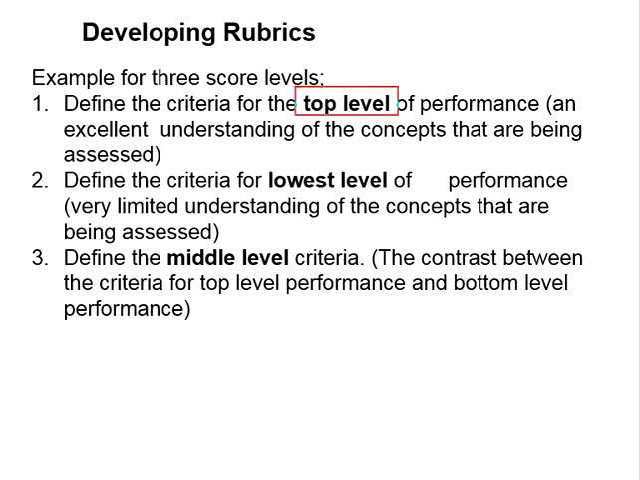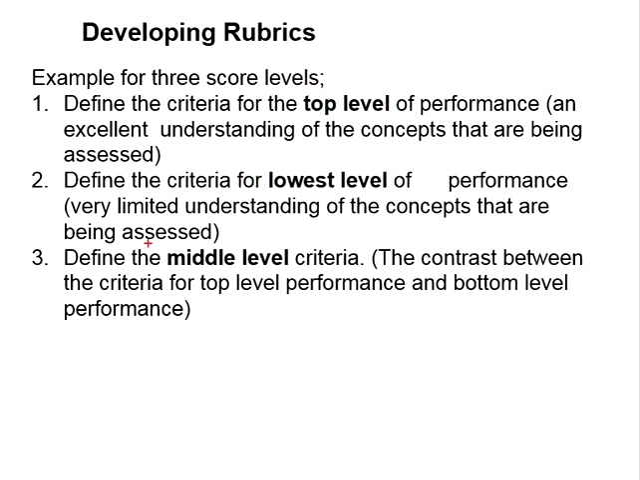Once you have established the top level, normally we will construct the lowest level. Then you will have to describe the characteristics that is considered unacceptable. Once you have done the lowest level, then you can work out the intermediate. The intermediate level, it will be somewhere in between the top level and the lowest level. It should be better than the lowest level, but not as excellent as the top level.